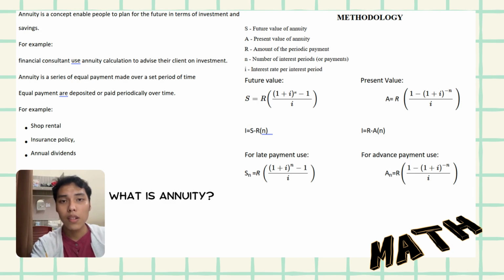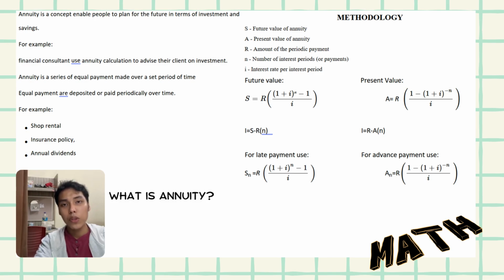Next, annuity is a series of equal payments made over a set period of time. Equal payments are deposited or paid periodically over time. For example, shop rental, insurance policy, annual dividend, as well as installment payment.